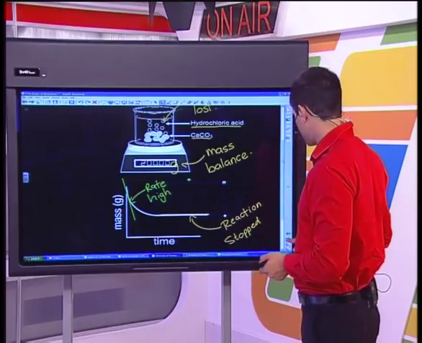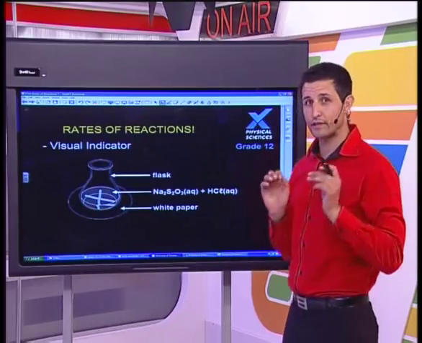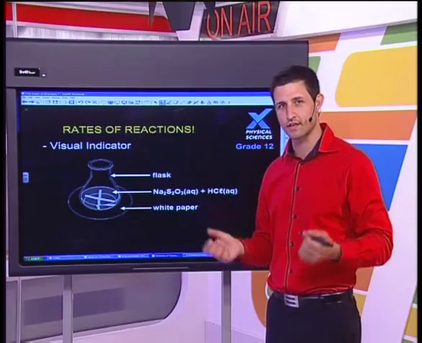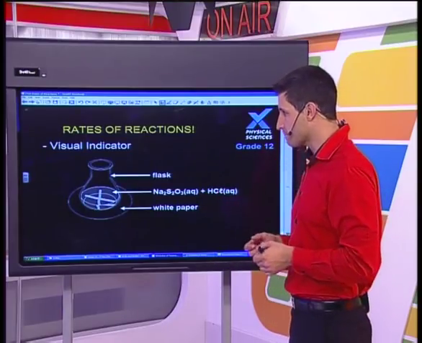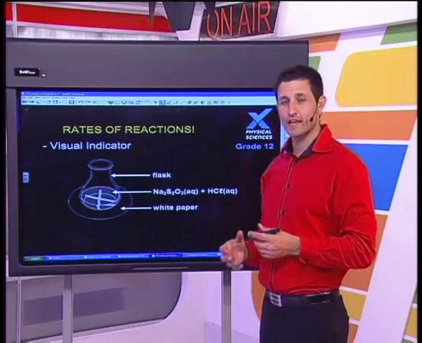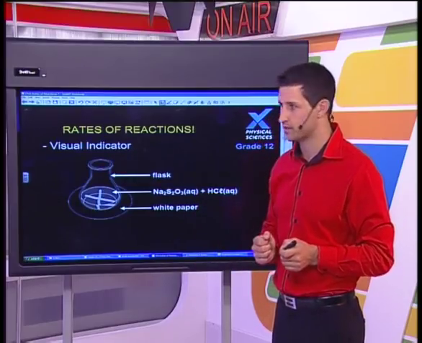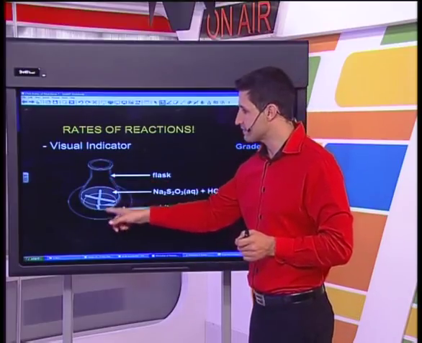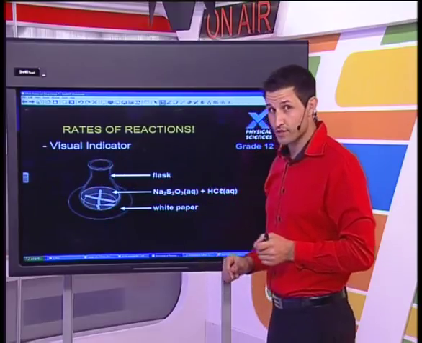Now, it's way, way easier to just look at an experiment and tell if it's done, if it's finished. Okay? So a visual indicator is something which I can see with my eyes. Now, you can see this over here. We've got another flask over here.